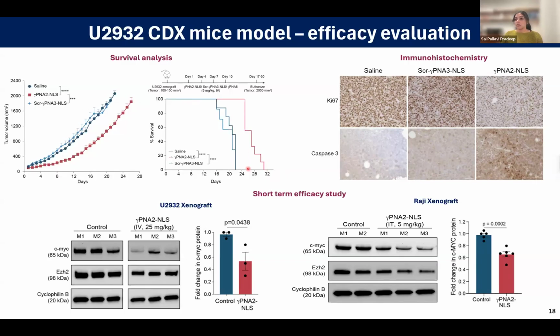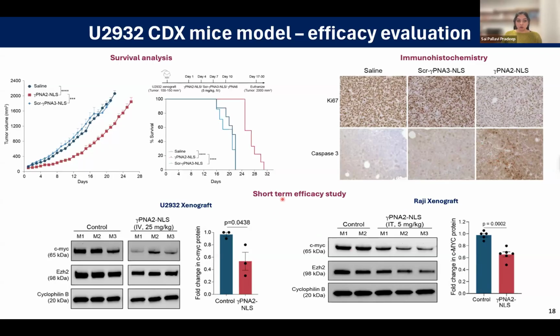Once the mice were sacrificed, we did immunohistochemistry staining, and we looked at Ki67, which is a proliferation marker. And you can see that the Ki67 staining is much lower in comparison to the scrambled PNA or saline. We also looked into caspase-3 levels, which is an apoptosis marker, and you can see that there is increased apoptosis in these tumors after the treatment.